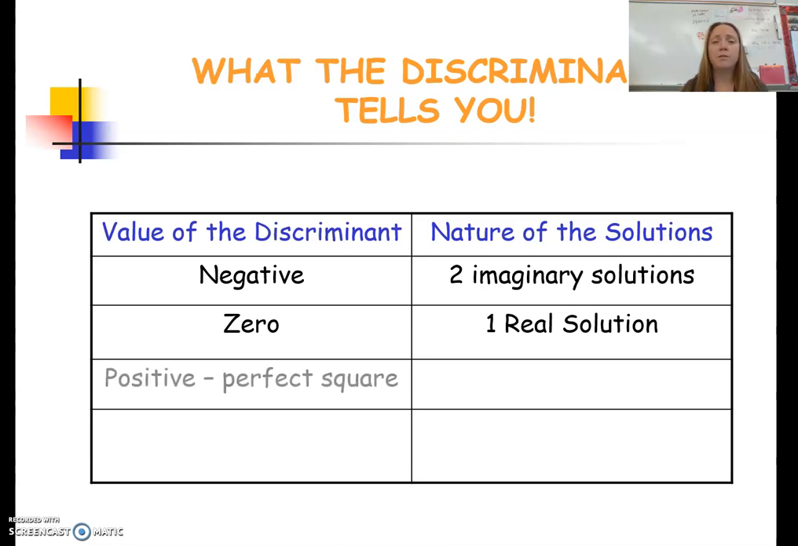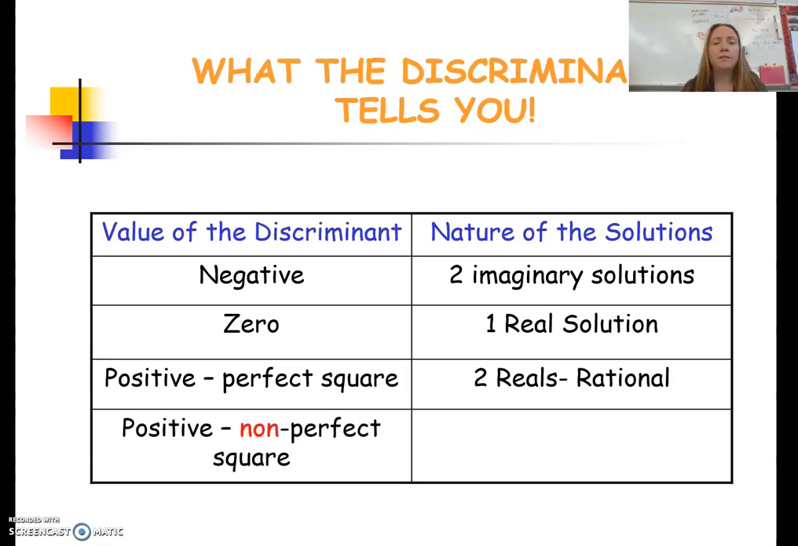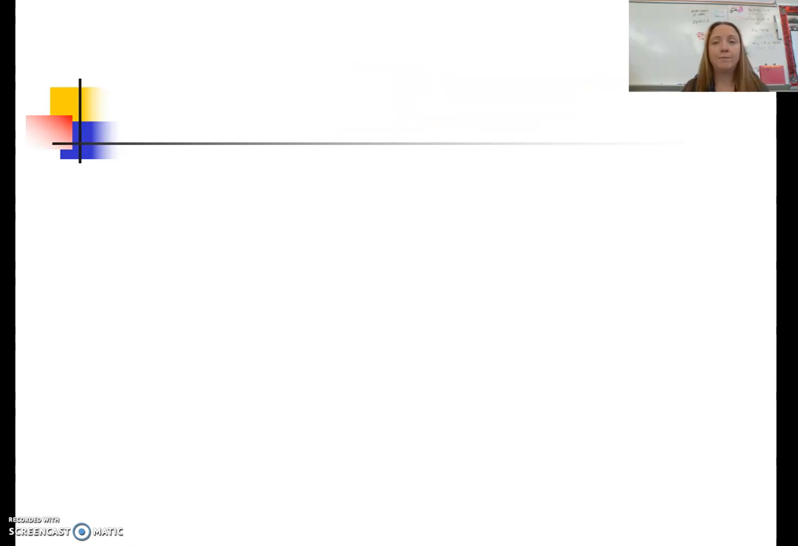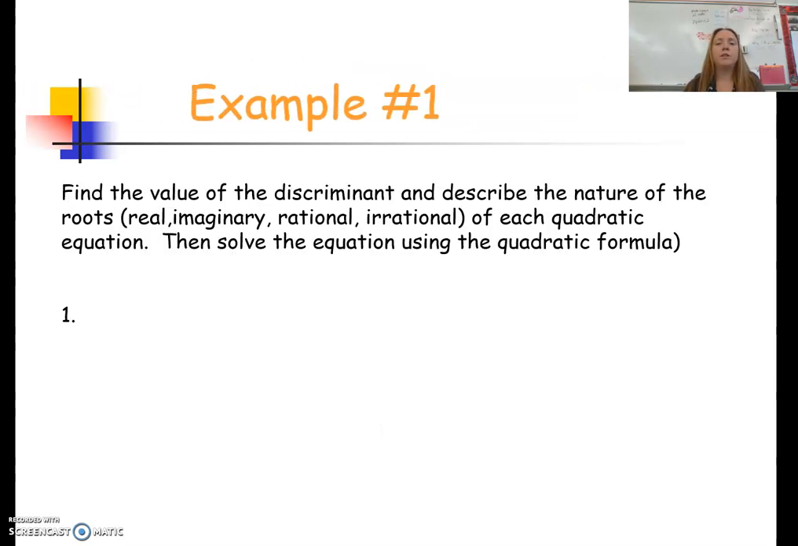Then for the positives, we have two cases. The first case is if we have a perfect square. That means we have two real rational roots. That also means we could factor it if we wanted to. If we have a positive that's a non-perfect square, then we have two real irrational roots. What that means is we have a square root in our answer. We can simplify our square roots like we were doing before, but the answer will have a square root in it.